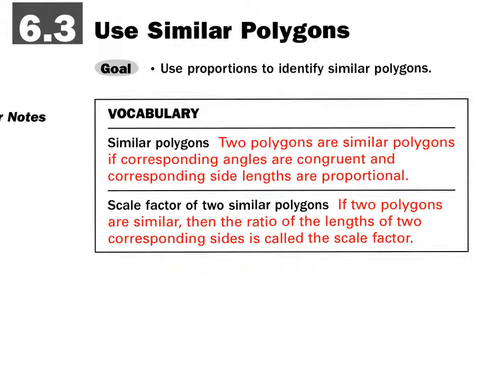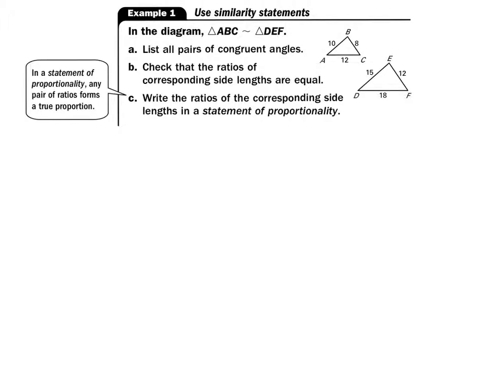So notice the important keywords here. The corresponding angles are congruent and the corresponding sides are proportional. And the fraction in that proportion, when you calculate the corresponding sides, is called the scale factor. So let's look at how we use these. Here is a diagram. Triangle ABC is similar to triangle DEF.